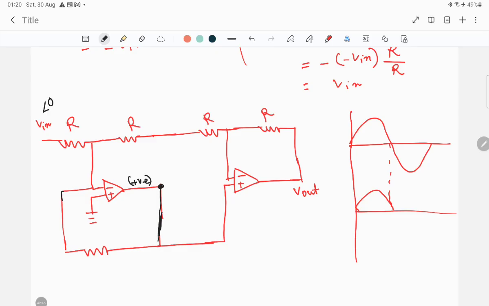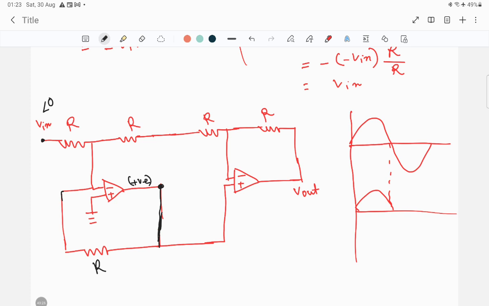Fine. So what will be the output, or how can we find out the output voltage? To find out the output voltage, this is the value R. First of all you have to find out what is the op-amp's condition.